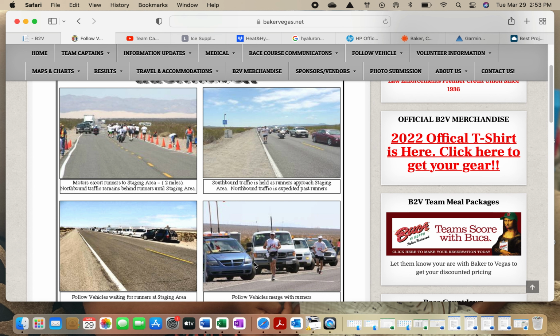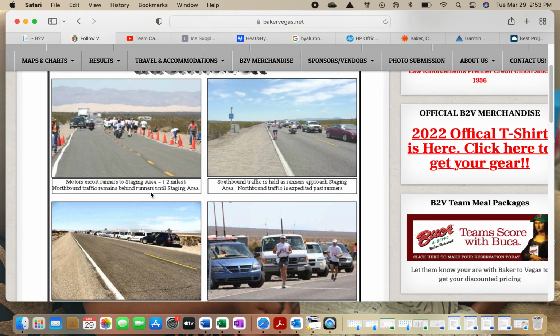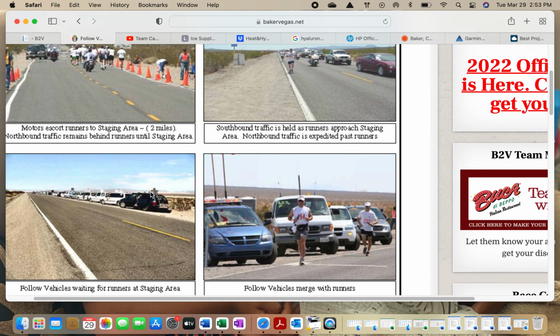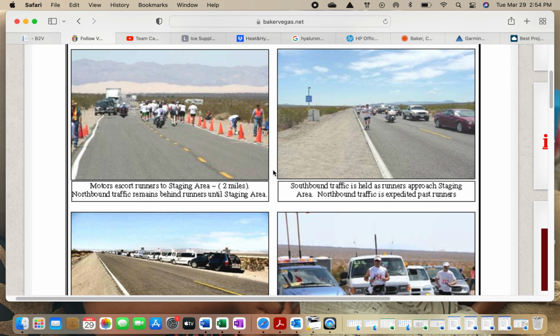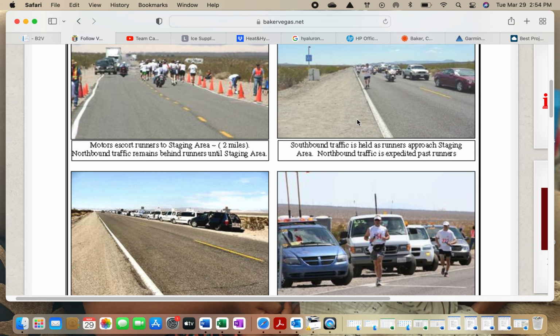On here, there are some pictures of the staging area as well as the entrail. Motors will take your follow vehicles. They will escort them to the staging area. Your runners will be by themselves for the first 3 miles of stage one. All southbound traffic will be held at the beginning. So again, if you're running late, you are going to catch a whole bunch of traffic heading into the start line area at the top of every hour.